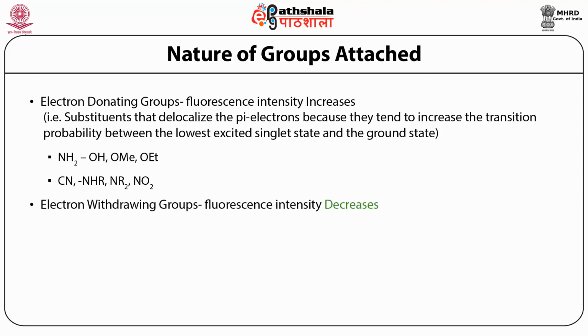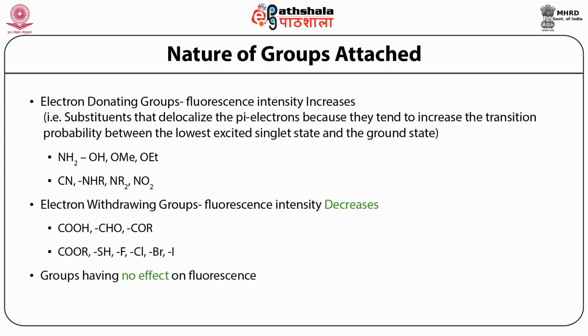For example, groups like amino group, hydroxyl group, methoxy, ethoxy group, cyano group, secondary amine, tertiary amine, or nitro group. In contrast, groups which have a withdrawing effect, that withdraw the electron density towards them, decrease the fluorescence intensity. For example, carboxylic group, aldehydes, ketones, thio group, and heavy atoms, fluorine, bromine, chlorine, iodine. There are some groups which do not affect fluorescence. That means they neither enhance nor adversely affect the fluorescence, like sulfonic acid group, tertiary amine, alkyl groups.